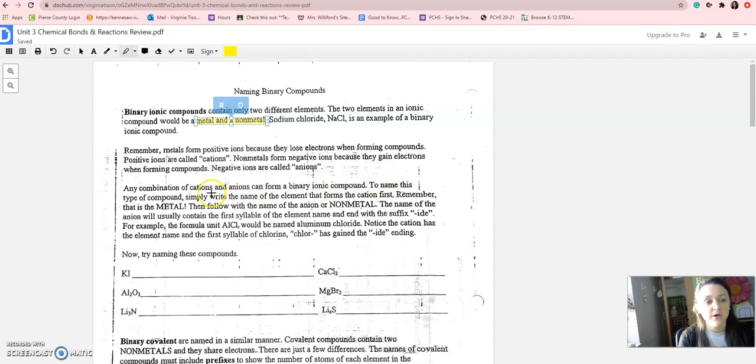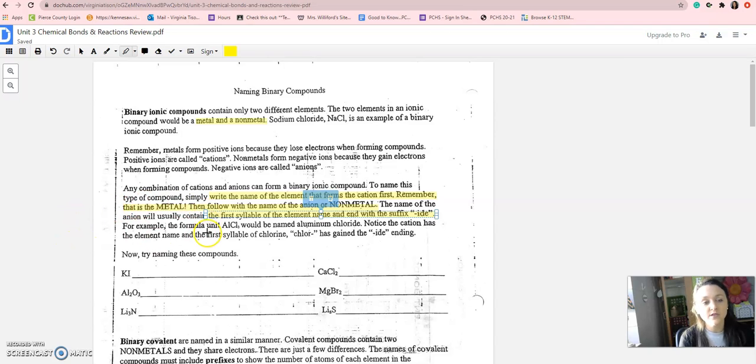To name them, we are going to write the name of the element that forms the cation first. That's the metal. Then we're going to follow with the name of the anion, which is the nonmetal. The name of the nonmetal is going to have the first syllable, like chlor for chlorine, with the suffix IDE. They will always have IDE for this purpose, this class.